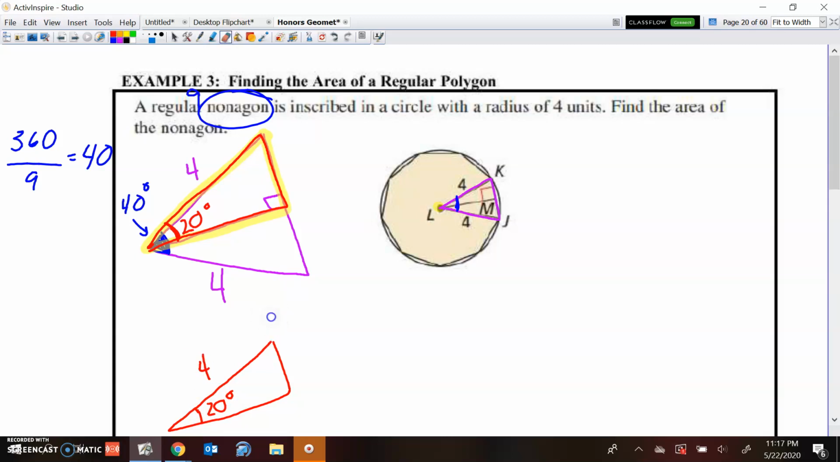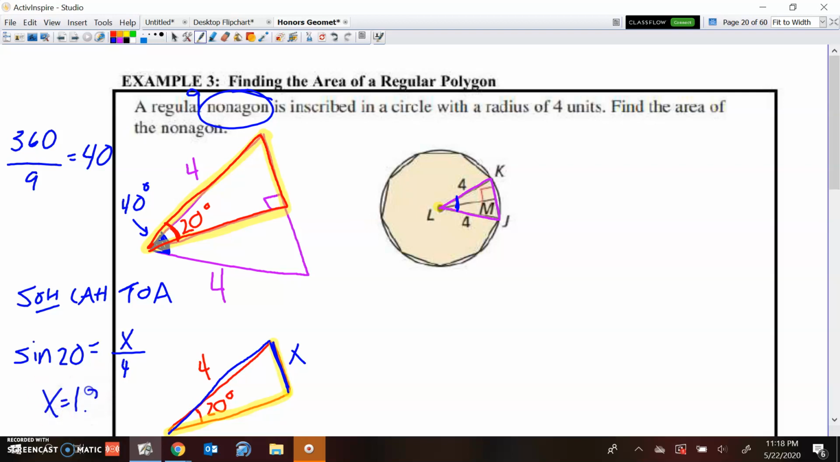So with that in mind, I need to find both this side and this side. And it doesn't matter which I go with first. So I'm going to call this x, to find the length of x. From my 20-degree angle, that's my opposite side over my hypotenuse, which is SOHCAHTOA, opposite over hypotenuse, it's sine. So I'm going to do the sine of 20 is going to equal opposite x over 4. Multiply the sine of 20 by 4, and that's going to give me approximately 1.37.